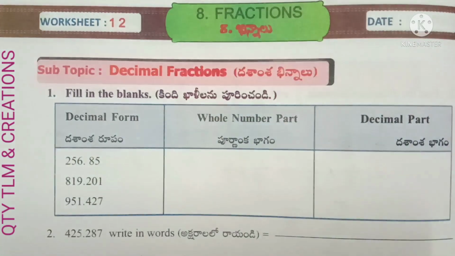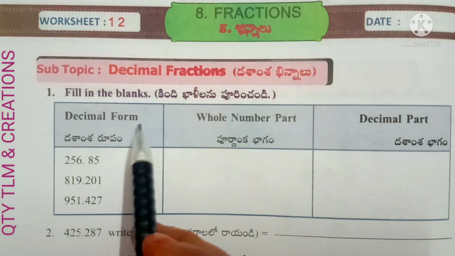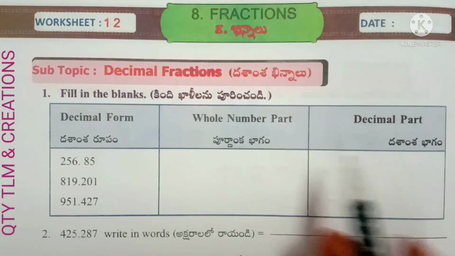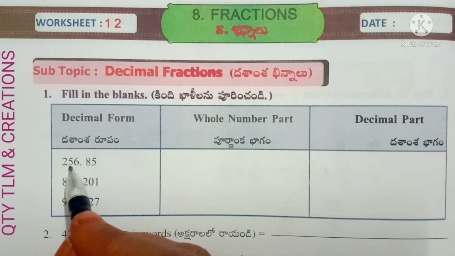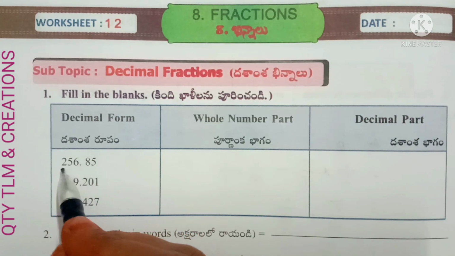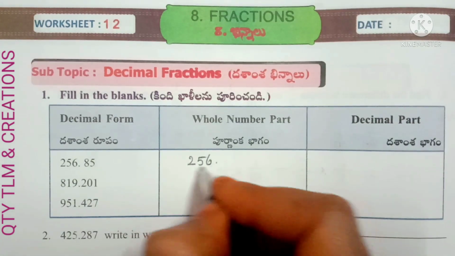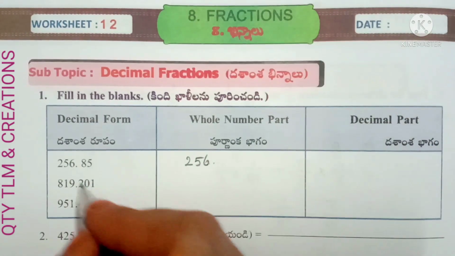Next, worksheet number 12, subtopic: Decimal Fractions. First one, fill in the blanks. Decimal form, whole number part, decimal part. Here, 256.85. So in this decimal fraction, 256 is the whole number part, and the decimal part is 85.